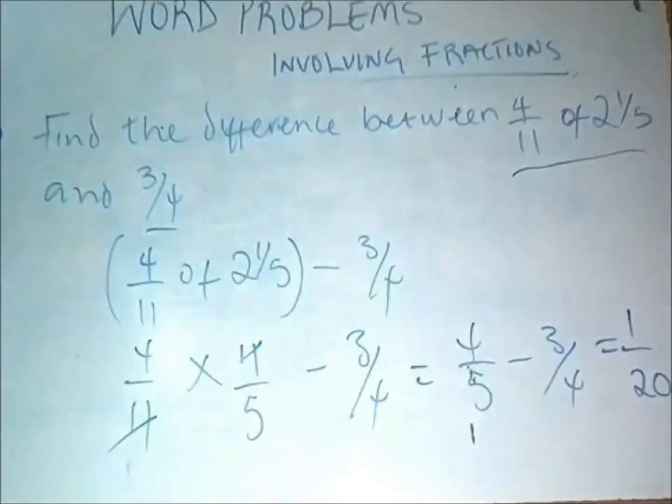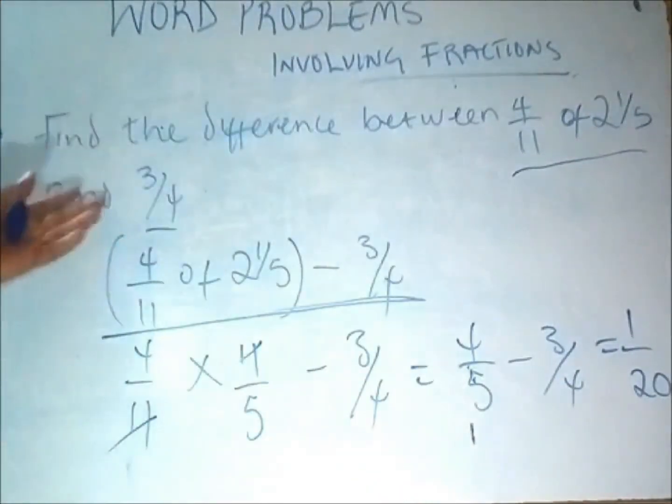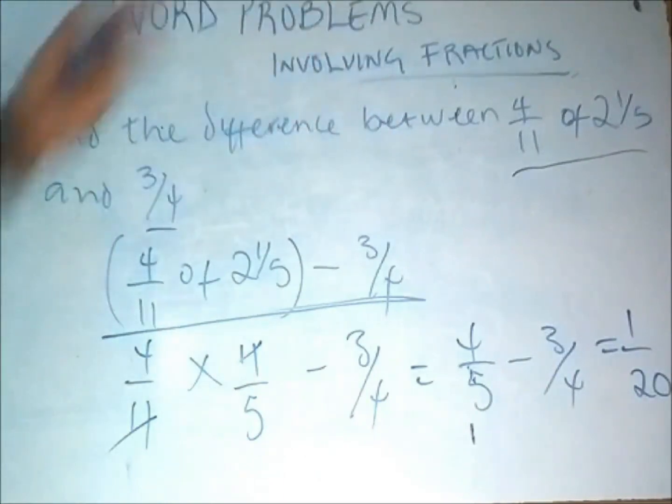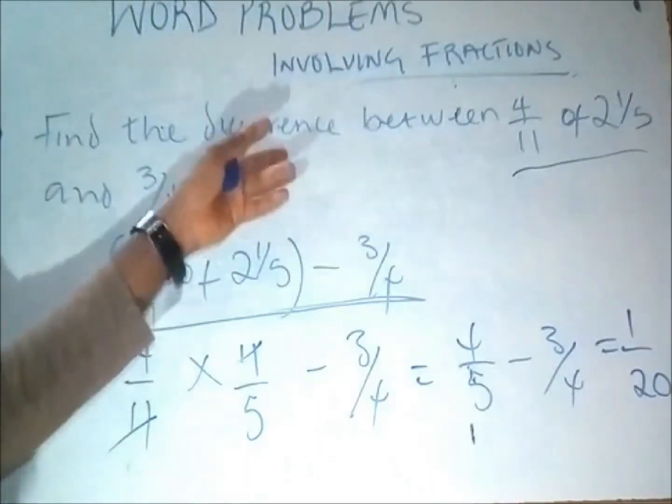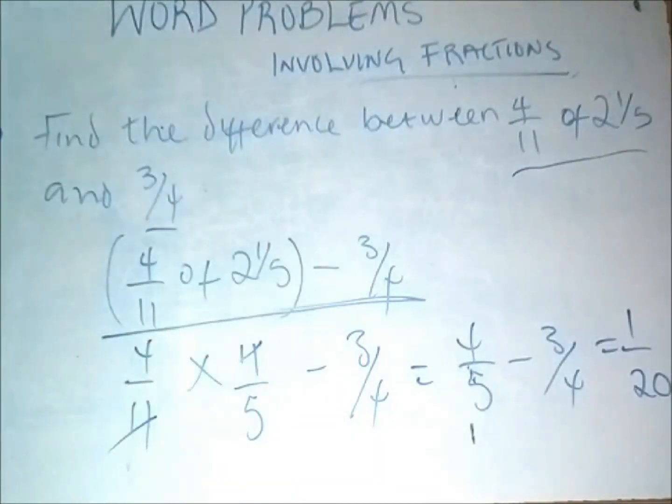And that is it. I'm skipping the whole process since we've done it enough throughout our discussion on fractions. You can try it out, do the rough work there, and you'll find that it's 1/20. So the basic thing is the interpretation: find the difference between 4/11 of 2 1/5 and 3/4. You know that difference is subtraction, so you just put the subtraction here and solve. So that is it. Maybe we should discuss something that you can relate to in the real world.